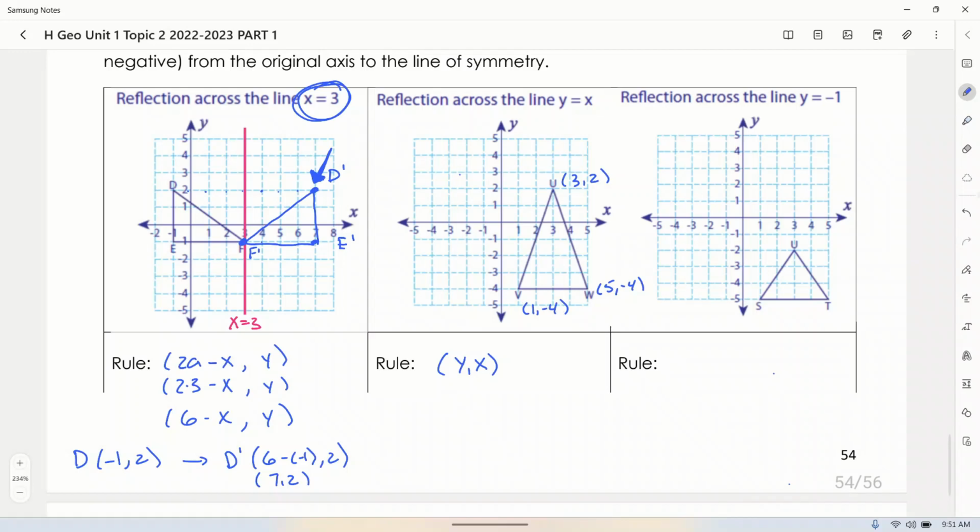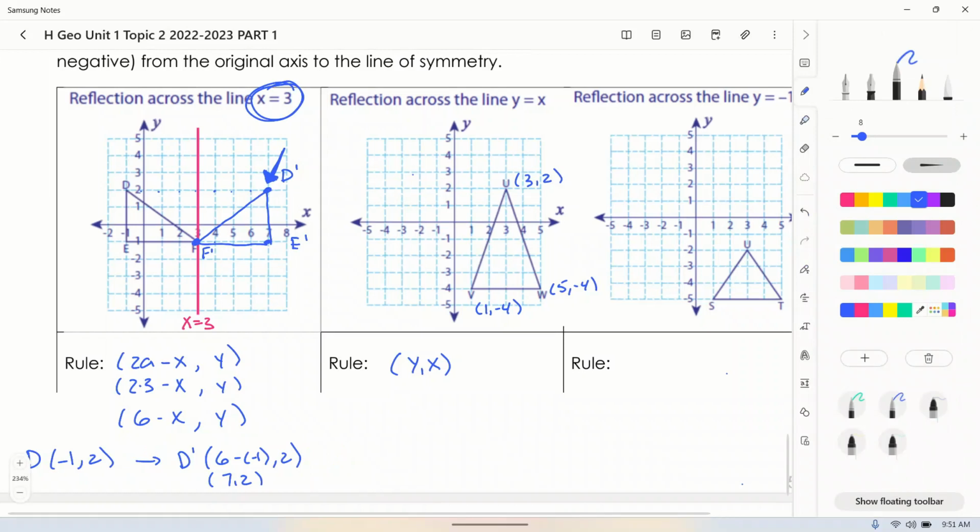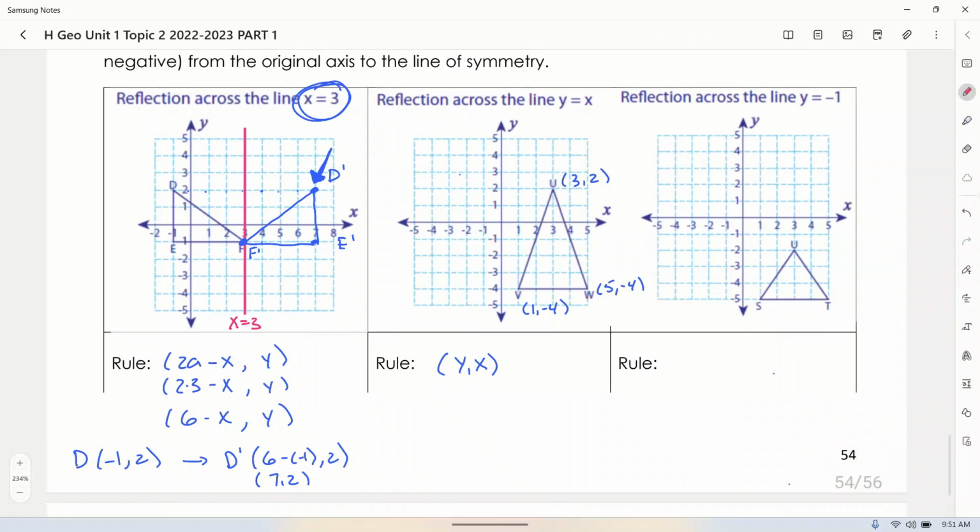So we can switch those. Where's U prime going to be? U prime is going to be at 2, 3. I'll do that one in a different color so it stands out a little bit better for you. 5, -4 is going to become -4, 5. And 1, -4 is going to become -4, 1.